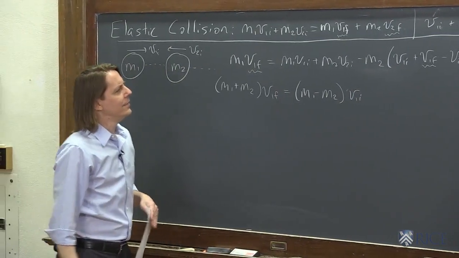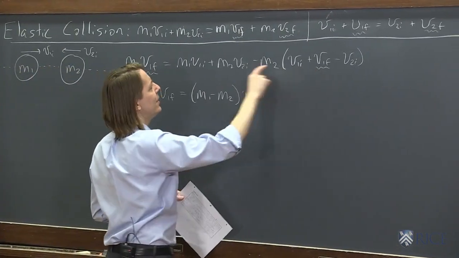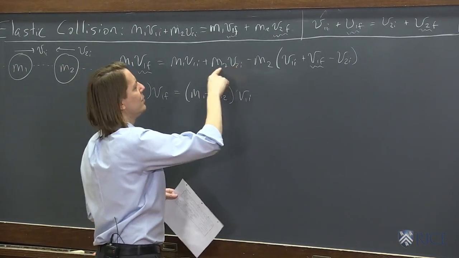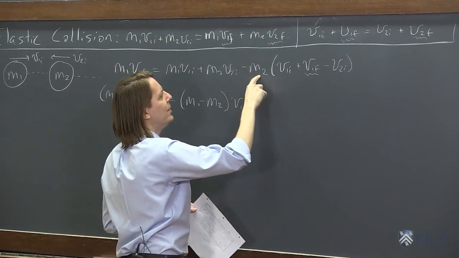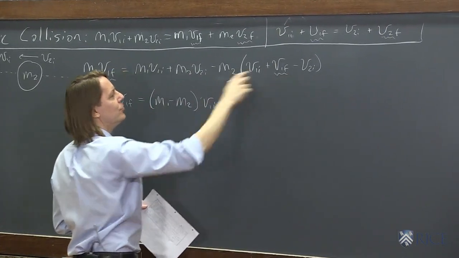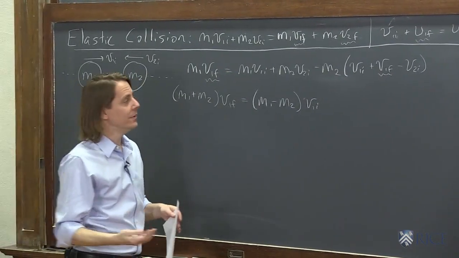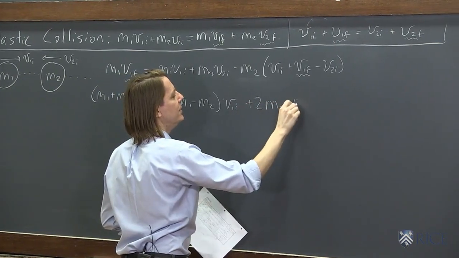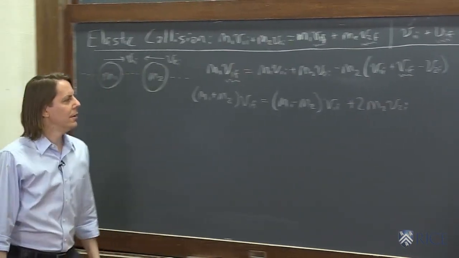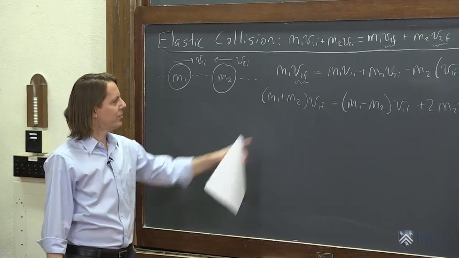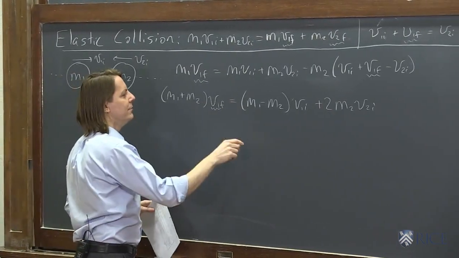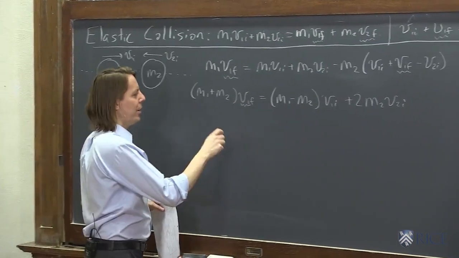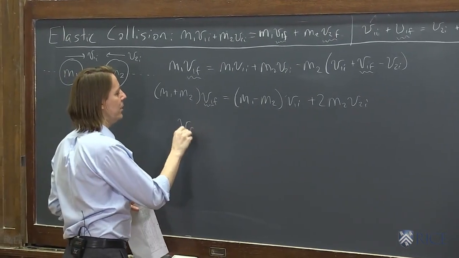Okay, and then what else do we have? We have the V2I's here. So we have M2 V2I minus M2 times minus V2I. Those two minuses become a plus, and you get a 2. Interesting, plus 2 M2 V2I. All right, so now we're going to solve for the thing we're looking for, V1F. We're just going to bring the M1 plus M2 under the bottom.